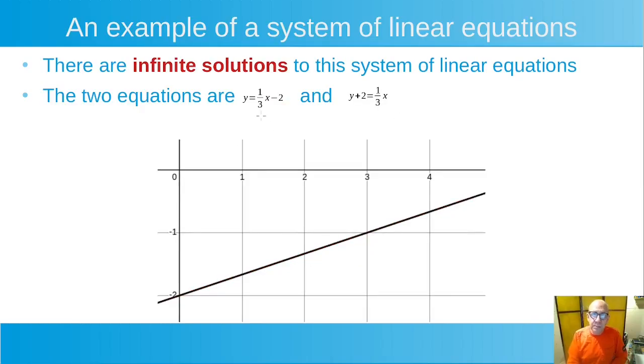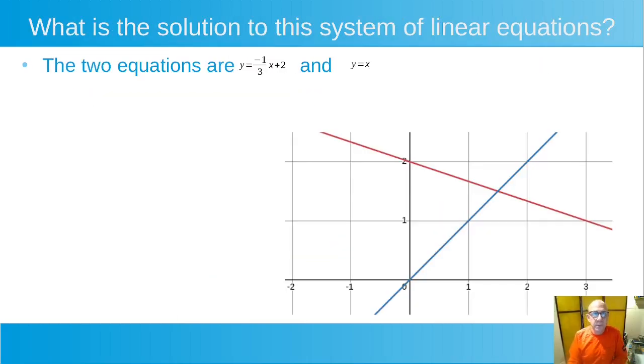If you have the same slope and the same y-intercept, by subtracting 2 on both sides, now I have y equals 1/3 x minus 2. I have the same slope and the same y-intercept. I have the same line, and therefore I have an infinite number of solutions. Now, we're going to concentrate mostly on systems of linear equations that have one solution because they're just more interesting.